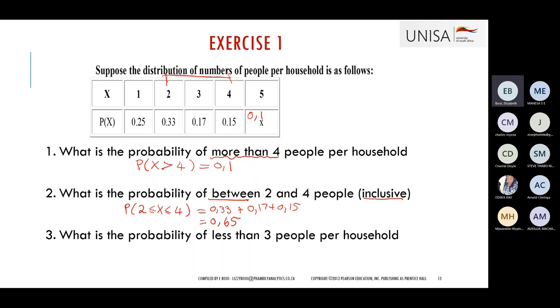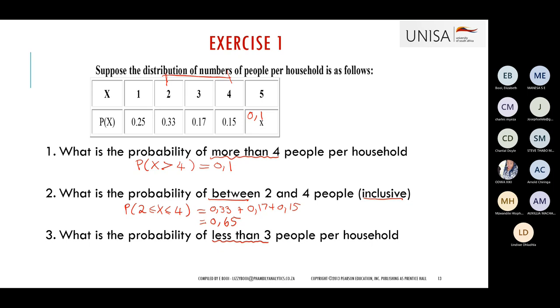What is the probability of less than 3? The probability of X less than 3. It includes 0.33 plus 0.25, and that equals 0.58, because it says less than 3, which does not include 3, so it's only those two.